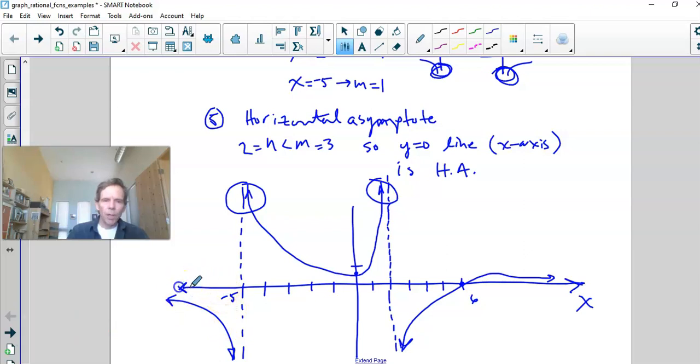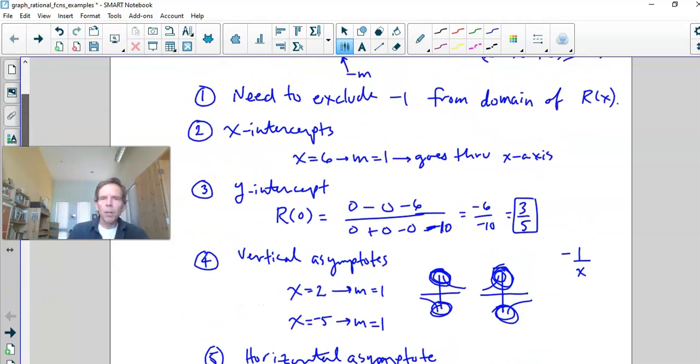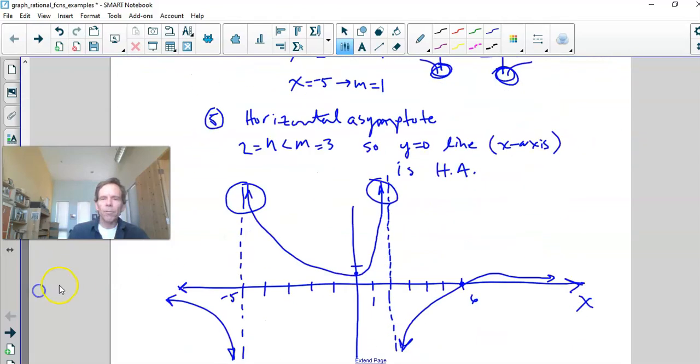Let's take care of step 1 now. We know at 1, was it 1 or -1? I don't remember. Need to exclude -1 from the domain. Okay, -1. That's this x. What that means is we've got to put an open circle right there in the graph. That means that point is not part of the graph. -1, well, whatever value it is. I don't really care what the y value is. I just want to put an open circle on the sketch of my graph. I can call that y.